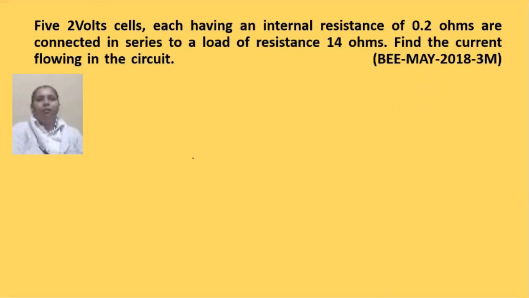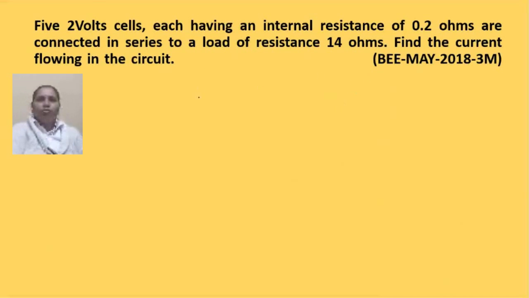Moving on to the next problem. This is a problem from May 2018 for 3 marks. The question is: 5 2-volt cells, each having an internal resistance of 0.2 ohms, are connected in series to a load of resistance 14 ohms. Find the current flowing in the circuit. First understand what he is asking and draw the circuit depending on the given values.